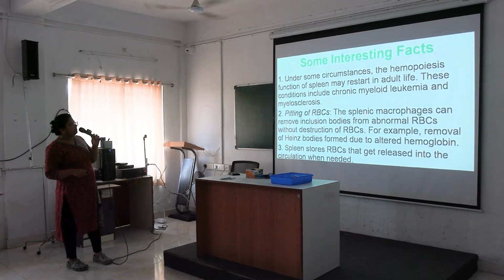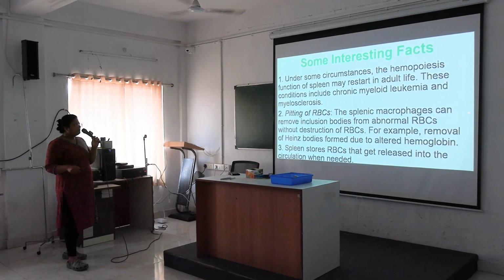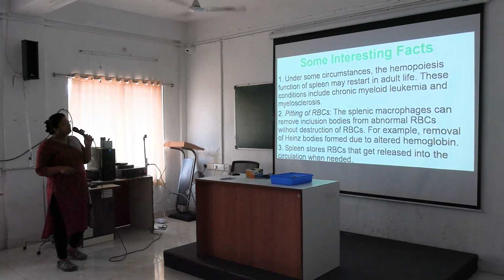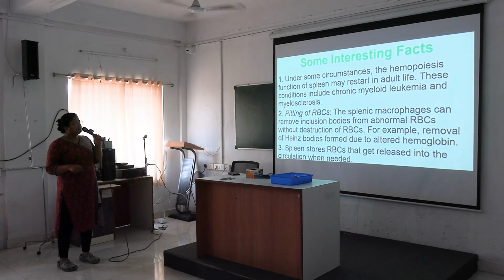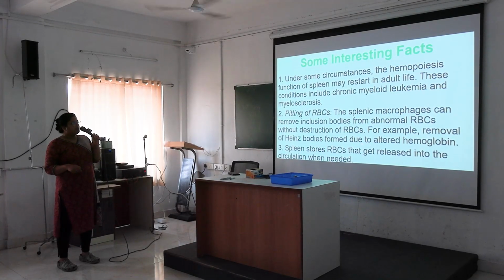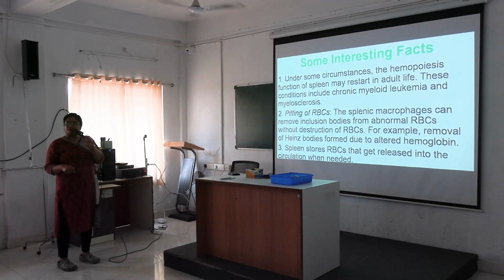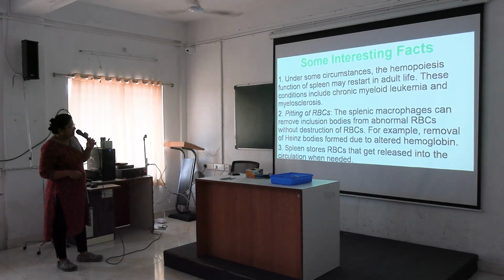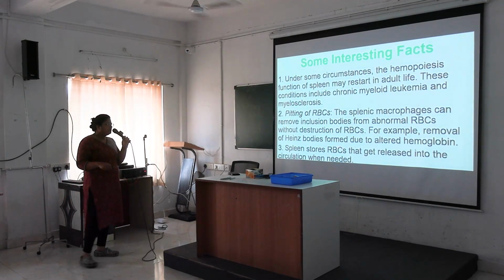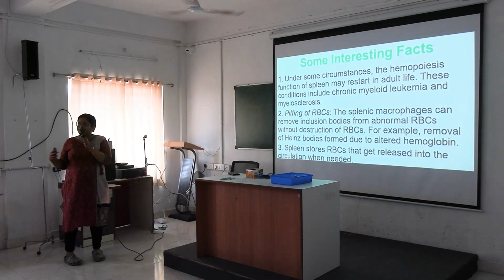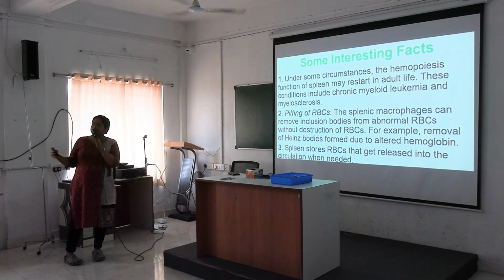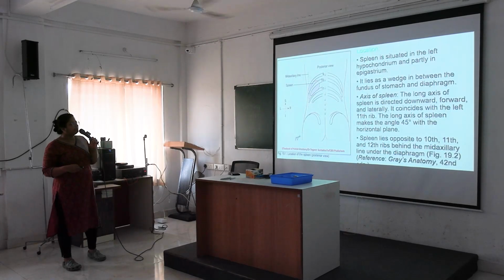Next is pitting of RBCs. The splenic macrophages can remove inclusion bodies from abnormal RBCs without destruction of the RBCs. An example is removal of Heinz bodies formed due to altered hemoglobin. The spleen stores RBCs that get released into the circulation when needed. When there is rapid blood loss, the spleen contracts and releases some amount of blood into the circulation.